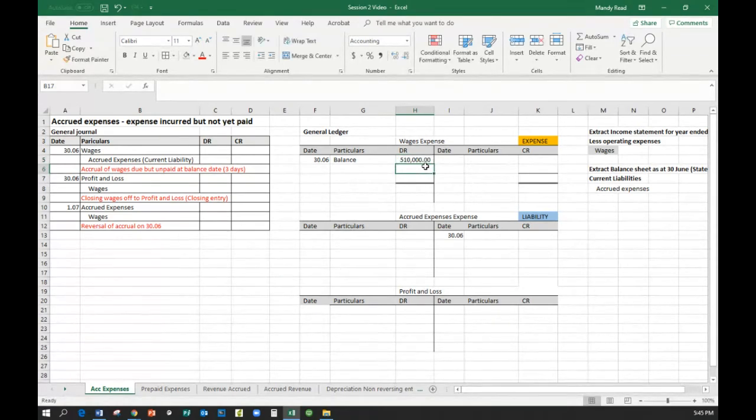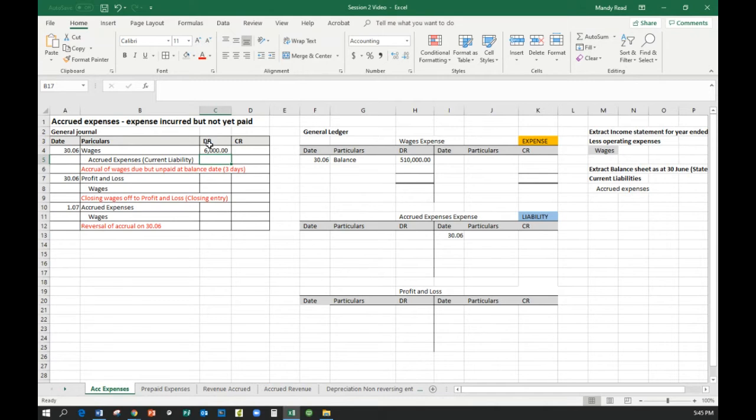Okay. Assume that the end of the accounting period falls on the 30th of June and it's on a Wednesday, and employees have worked 3 days since having been paid the previous week. That means they've earned $2,000 on Monday, $2,000 on Tuesday, and $2,000 on Wednesday. That means into our wages account, we're going to put $6,000. Okay, for 3 days, $2,000 per day. But we haven't actually paid them for that $6,000.